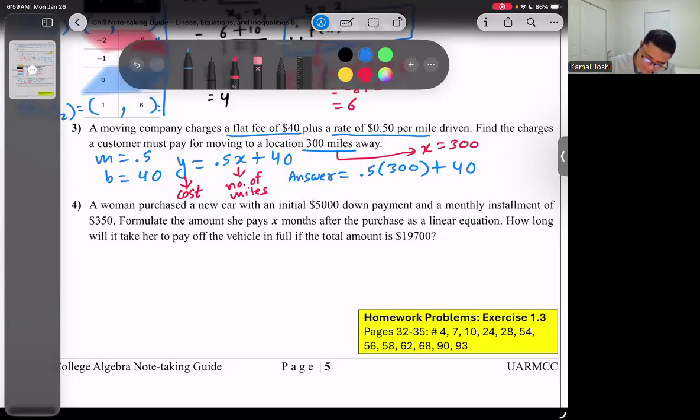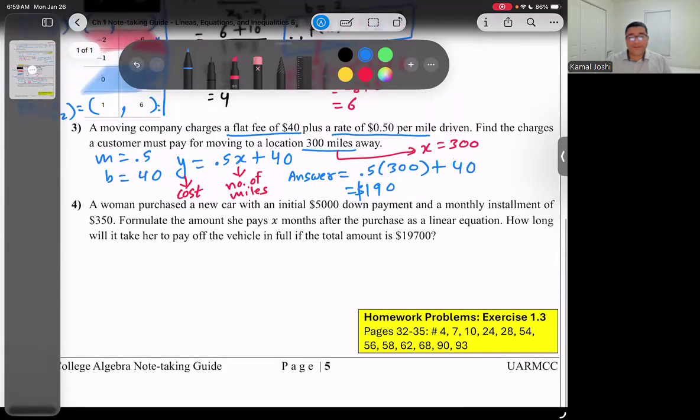Okay, and that would be 150 plus 40, $190. Quite cheap for today's standard. Okay, for today's costs. Moving on.